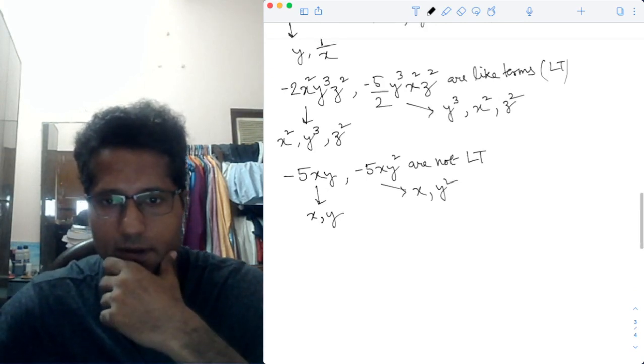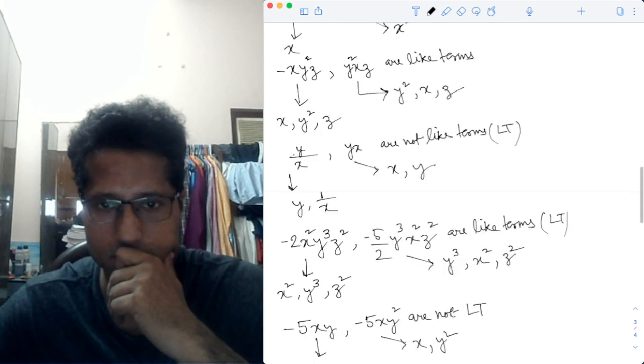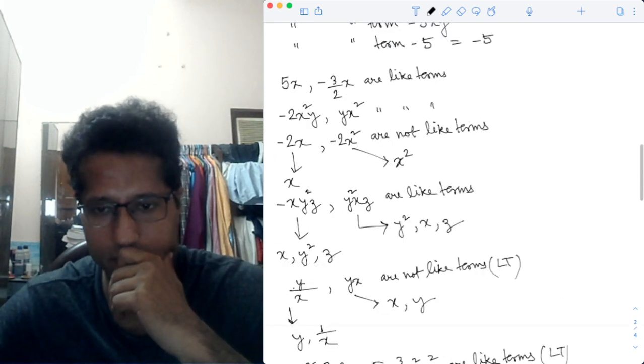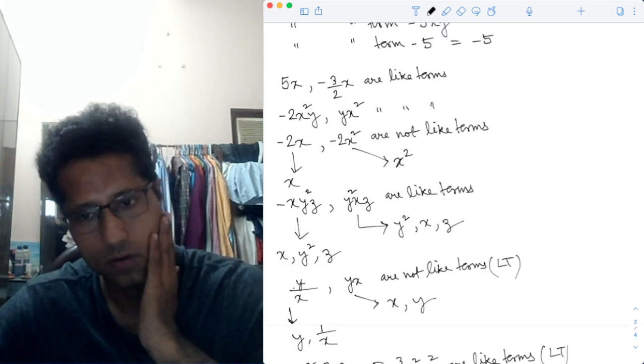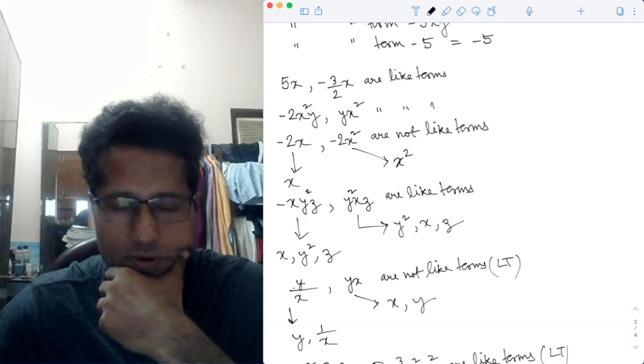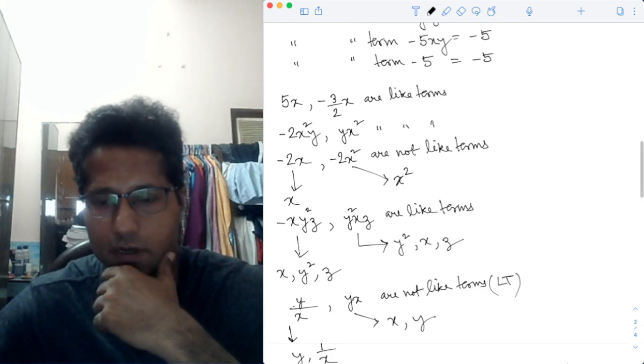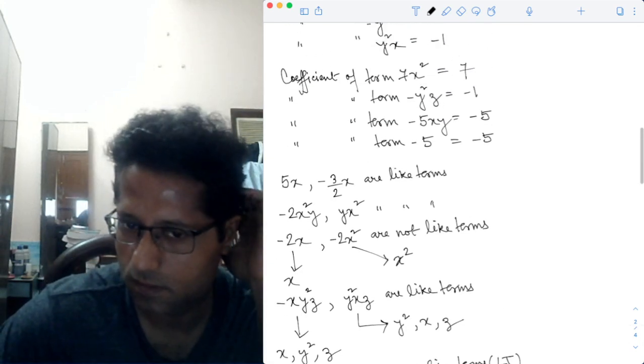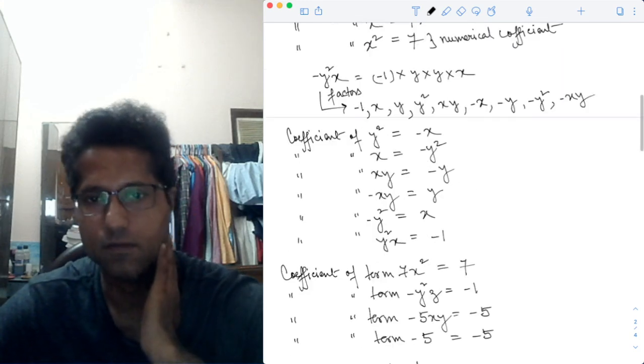So I hope you got the idea of like and unlike terms. Constant terms, where there are no literal factors and it's only a numerical part, are known as constant terms. What else?